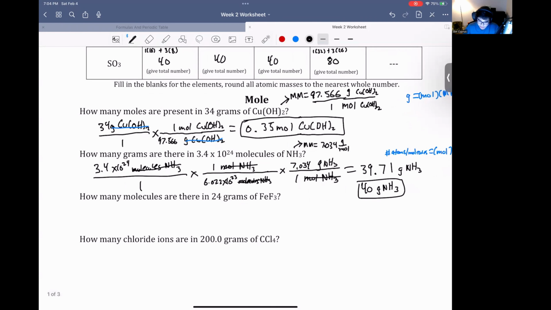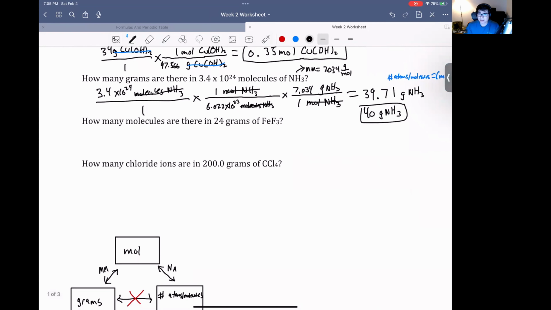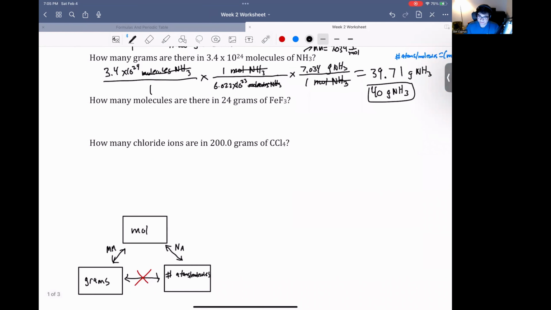Okay, so next let's go to how many molecules are there in 24 grams of iron. Again, we're going to be using this path from grams to moles, from moles to number of atoms or molecules. So I'm just going to speed through this. It's the same thing, just in reverse as the last problem. I'm going to start with 24 grams of iron 3 fluoride. Again, you'll learn more about the naming soon.